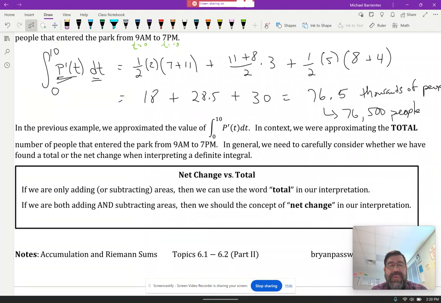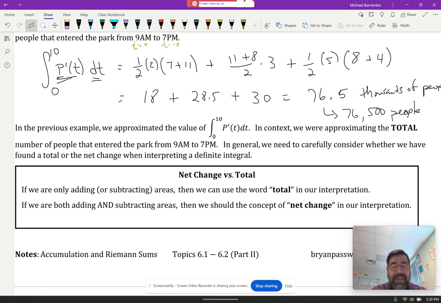So if you read the middle part here after our last problem, it says, in the context, we were approximating the total number of people that entered the park from 9 a.m. to 7 p.m. And we need to pay attention to the context of the problem that we're dealing with, because when we find definite integrals, we can either be finding the total amount, or we can find the net amount of whatever quantity whose rate we have.